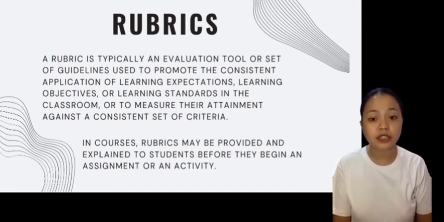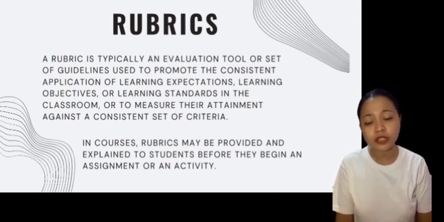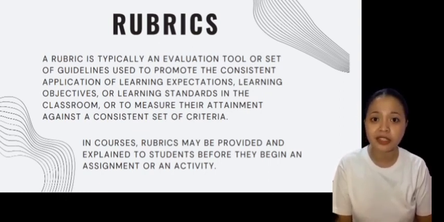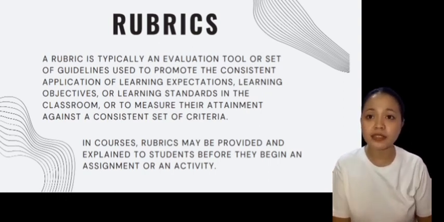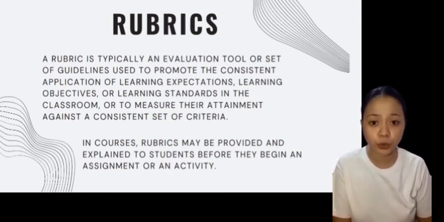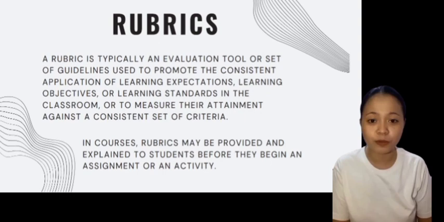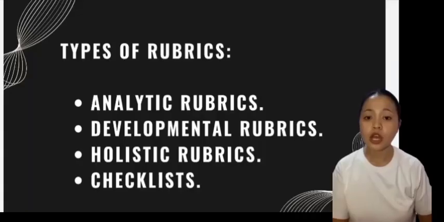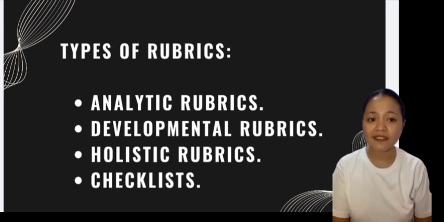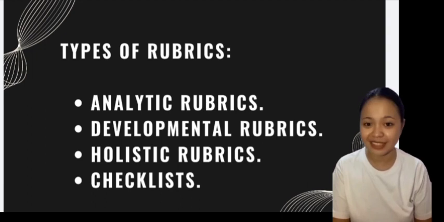Rubrics are also used as scoring instruments to determine grades or the degree to which learning standards have been demonstrated or attained by the students. In courses, rubrics may be provided and explained to students before they begin an assignment to ensure that learning expectations have been clearly communicated to and understood by students, and, by extension, parents or other adults involved in supporting a student's education. So there are four types of rubrics. We have the analytic rubrics, developmental rubrics, holistic rubrics, and a checklist.